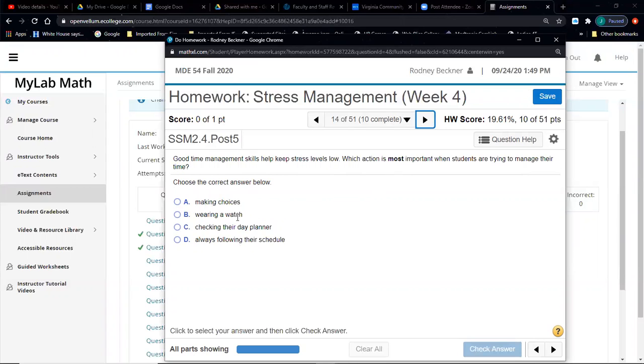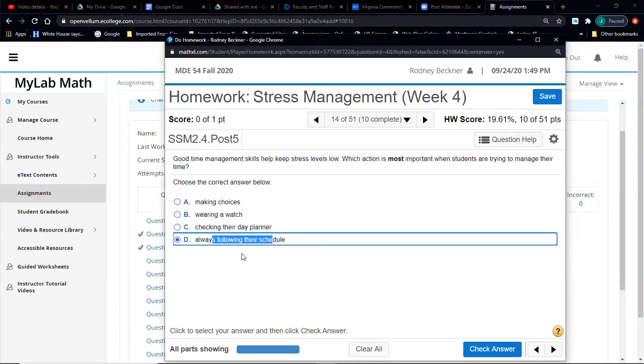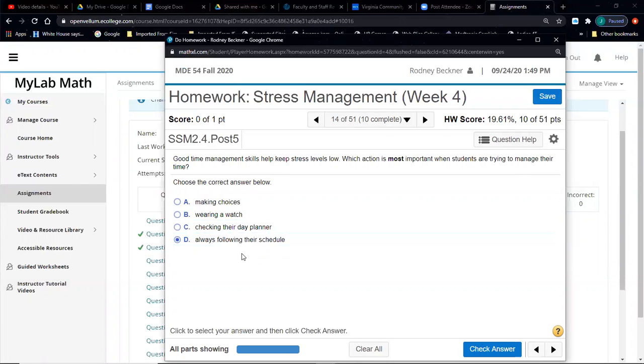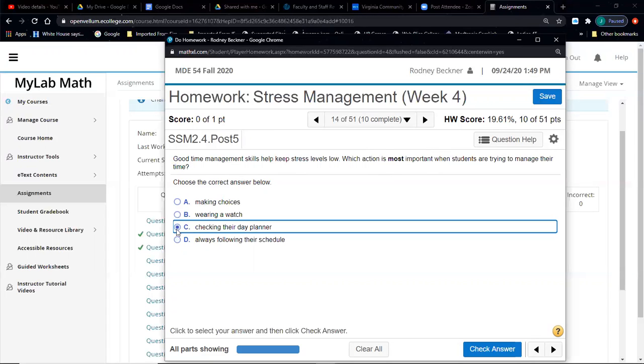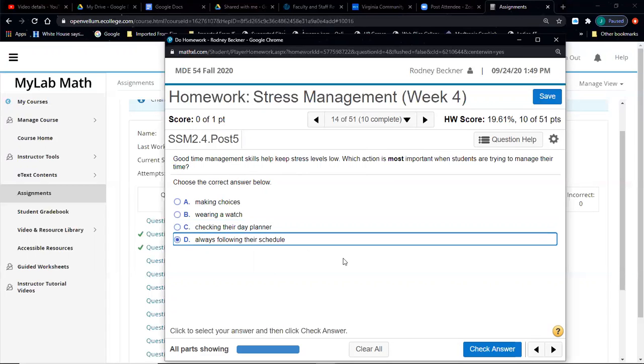So the wearing a watch aspect is helpful because you can look at the time, but I don't know, checking their day planner or always following a schedule, those immediately just have a little more pizzazz to me for this. I mean, it could have been making choices, but it just doesn't seem to be the most relevant. Checking their day planner is important to see where they should be, but I would say actually creating that day planner and following that schedule would probably have the most importance.